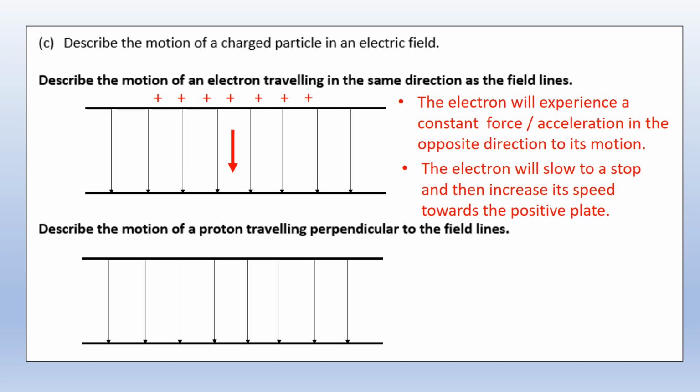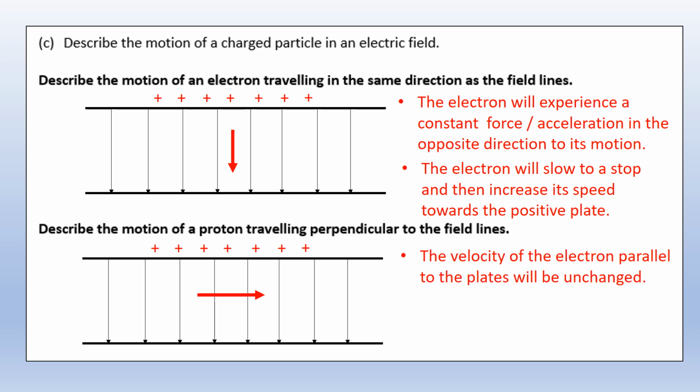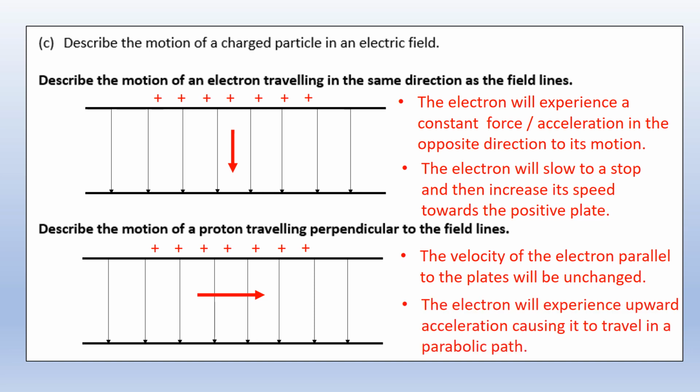Whereas if we're traveling perpendicular, that means we're going across this way. We could be going across the other way. So the velocity of the electron parallel to the plate will be unchanged. So its velocity in the direction you can see there is going to be constant. But it's going to accelerate upwards as well, which will create a parabolic type path, the same type of path as if you fire a projectile horizontally in a uniform gravitational field. But that one would curve downwards, this one curves upwards.